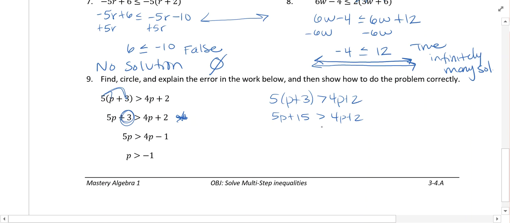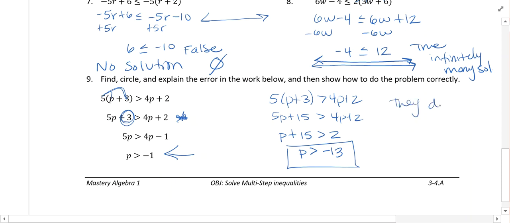Let's go ahead and solve this now. I'm going to subtract 4p, so I end up with a p. Subtract 15. I end up with p is greater than negative 13, which is very different than their solution. So the error, explain the error, what happened, how did they make a mistake? They did not distribute correctly. And so when you distribute to both terms, you should end up with p is greater than negative 13.